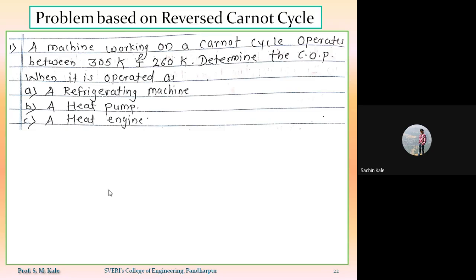That machine is operating between the temperature range of 305 Kelvin and 260 Kelvin. So we have to find out the COP when that machine is acting as a refrigerating machine, when that machine is acting as a heat pump, and when that machine is acting as a heat engine. So first of all, we'll write down the given data. What is the given data?